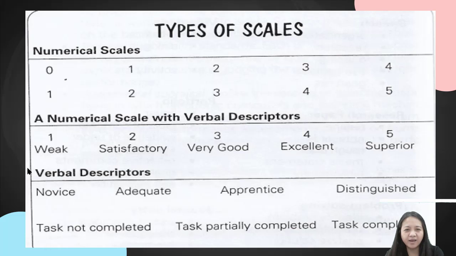And yeah, this is a type of scales. You can have only numerical scales, like start from 0, 1, 2, 3, 4, or start from 1, 2, 3, 4, 5. Or maybe you can have a numerical scale with verbal descriptors. You can have the number and verbal descriptor like weak, satisfactory, very good, excellent, and then superior. Or you just have the verbal descriptors like novice, adequate, apprentice, distinguished, or task not complete, task partially completed, task completed.